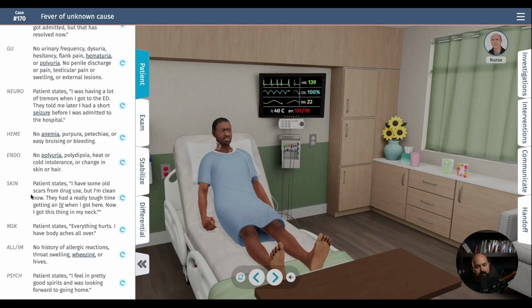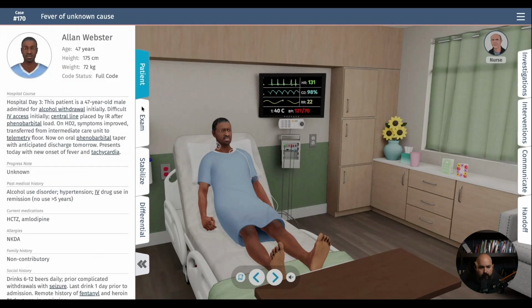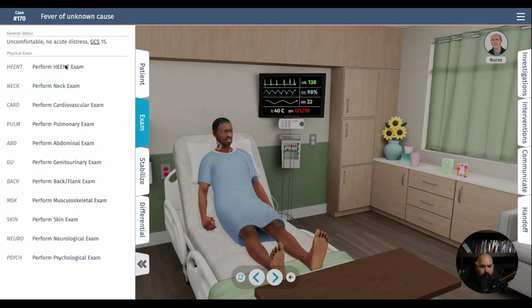Okay, skin. Patient states, "I have some old scars from drug use, but I'm clean now. They had a really tough time getting an IV when I got here. Now I got this thing in my neck," referring to the central line, which they cited at the very beginning of the case. Musculoskeletal, patient states, "Everything hurts. I have body aches all over." No history of allergic reactions, throat swelling, wheezing, or hives. And for psych, patient states, "I feel in pretty good spirits and was looking forward to going home." Well, you are not going home, friend. Sorry. Okay, so let's move over to the physical exam.